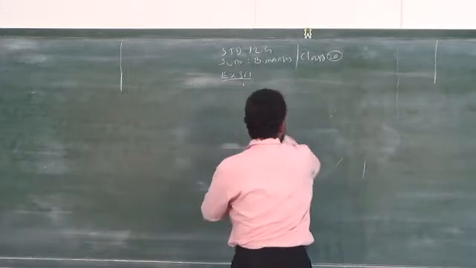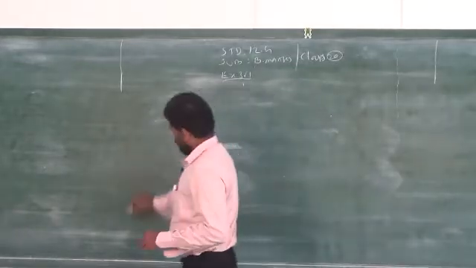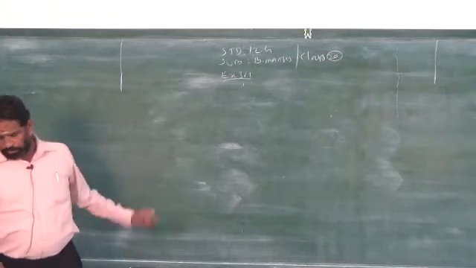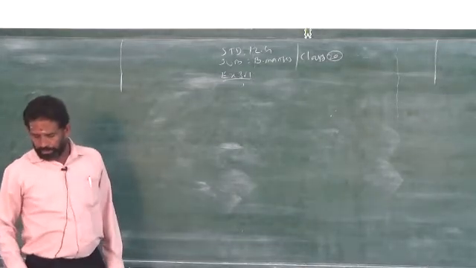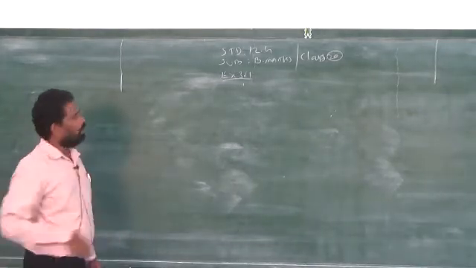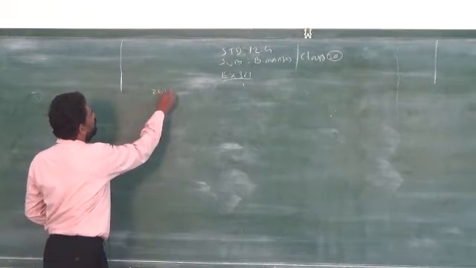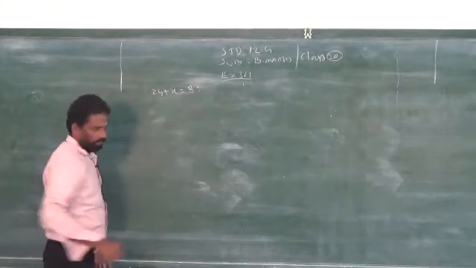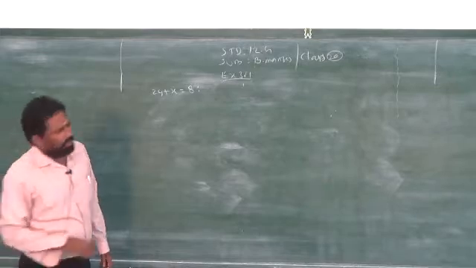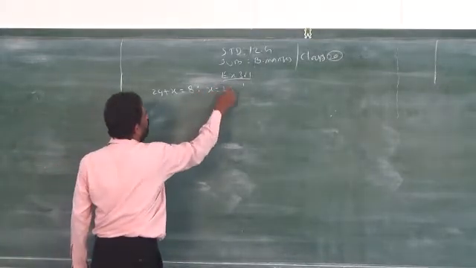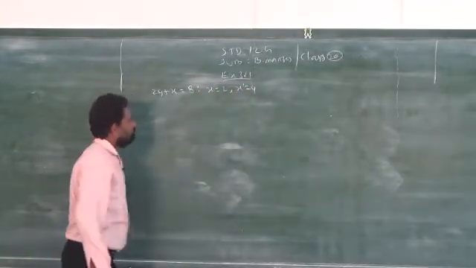This is very simple. Don't think that it will be a very difficult one. Question number 1: using integration, find the area of the region bounded by the line 2y plus x is equal to 8. The limits are given, x is equal to 2 and x is equal to 4.